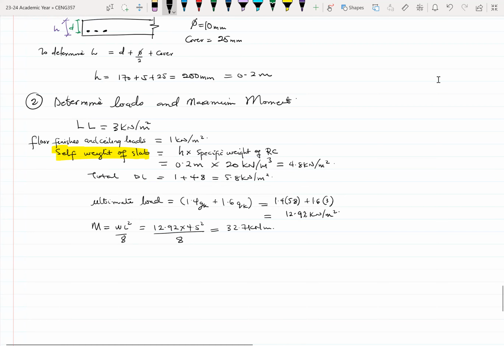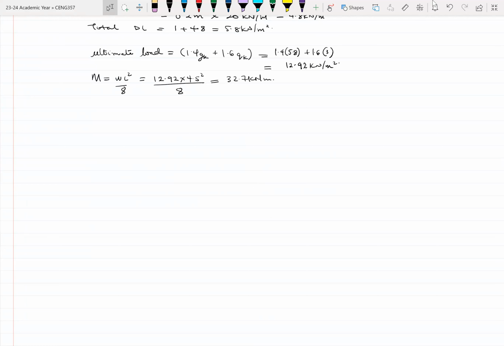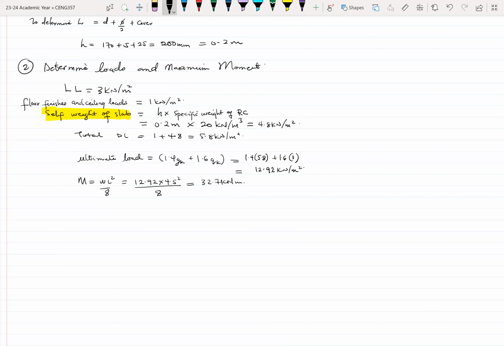Okay. So once we have this, you can check if your beam needs compression reinforcement. All right. You can check that. You realize that it doesn't need it. So I'm going to do this right here. I'm jumping one step. I'll come back to that step.